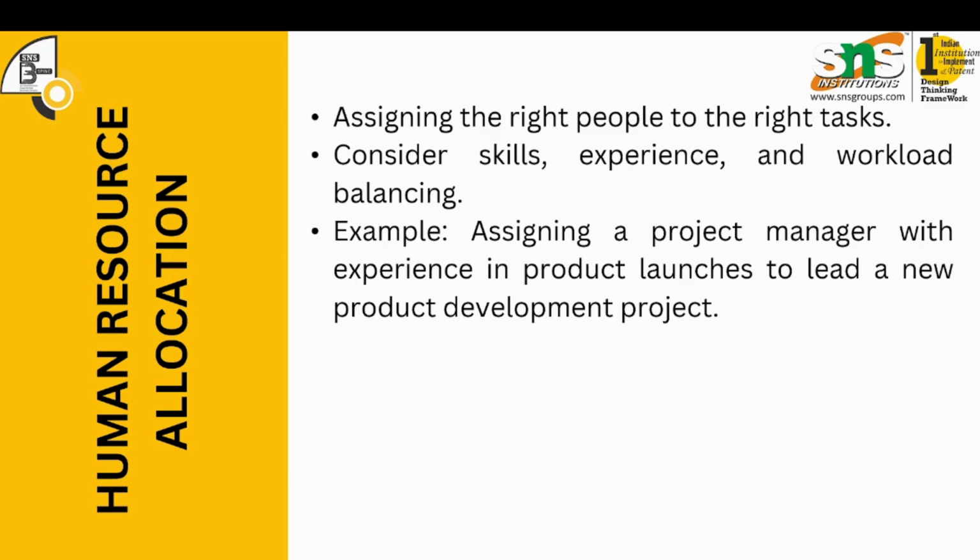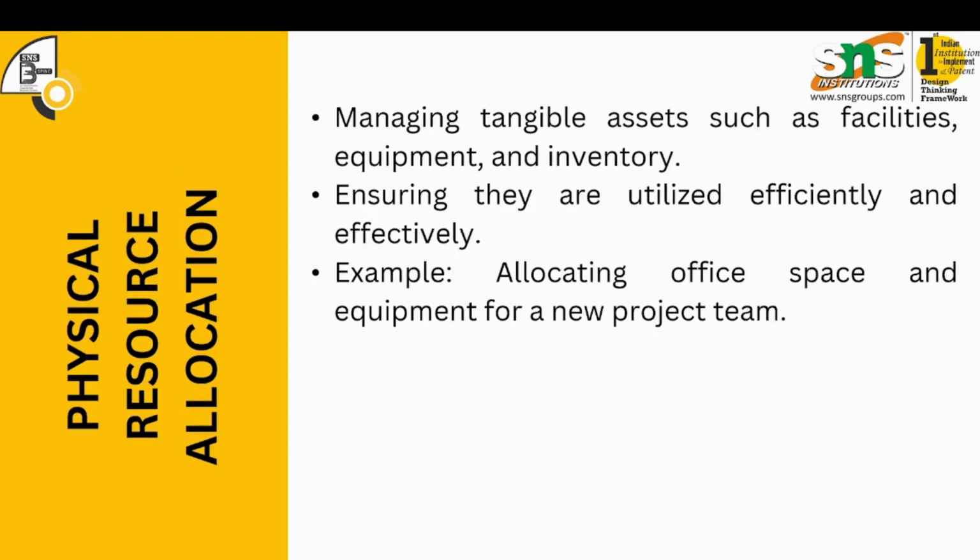The next is human resource allocation. Human resource allocation is nothing but assigning the right people to do the right tasks. Here, we have to consider the skills, experience, and balance the workload effectively. So, say for example, we are focusing on a new product development project. In this case, we'll definitely have to assign the lead responsibility to a project manager and not a logistics manager, because a logistics manager wouldn't know anything about a product launch. On the other hand, a project manager is the one who would be an expert in this. So, finding the right person to do the right thing is very important.